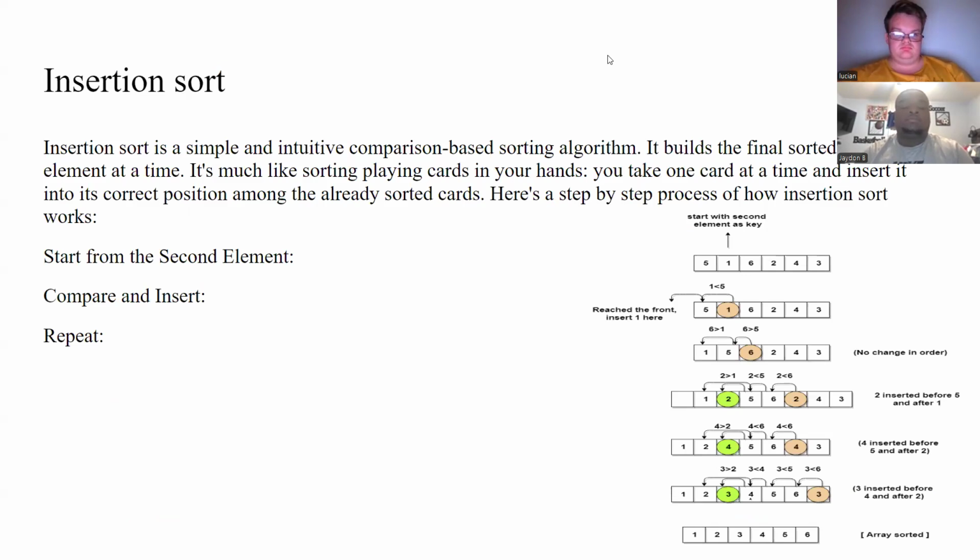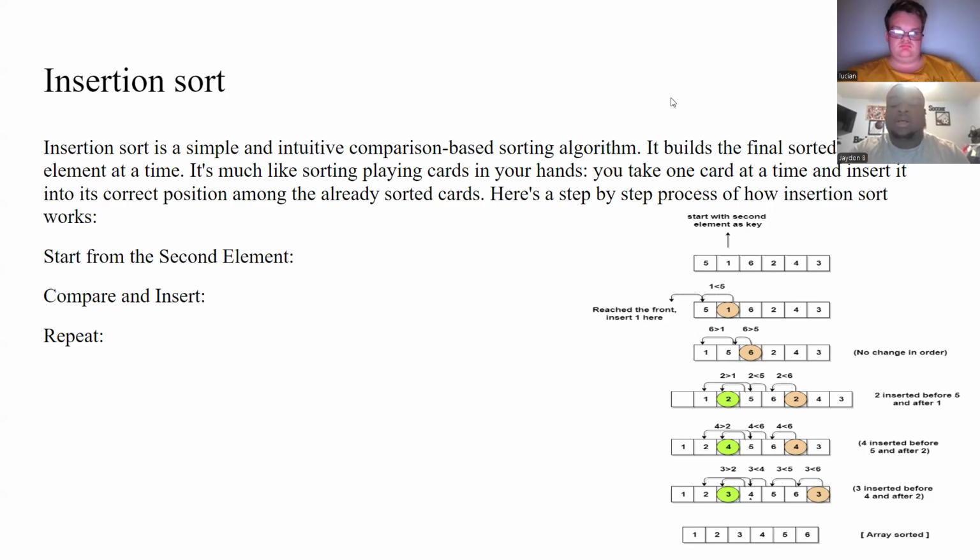The fourth algorithm that we have is insertion sort. Insertion sort is a simple and intuitive, comparison-based sorting algorithm. It builds the final sorted array one element at a time. It's much like sorting playing cards in your hands. You take one card at a time and insert it into its correct position among the already sorted cards.